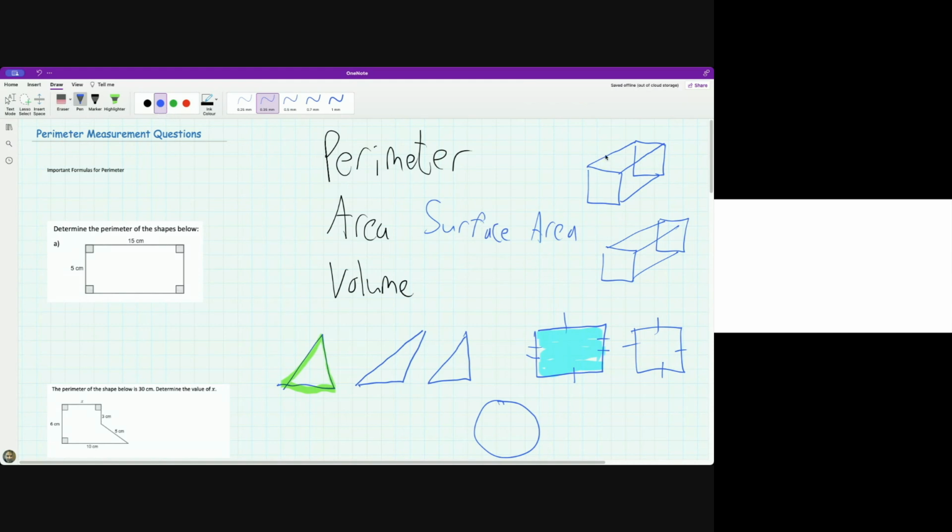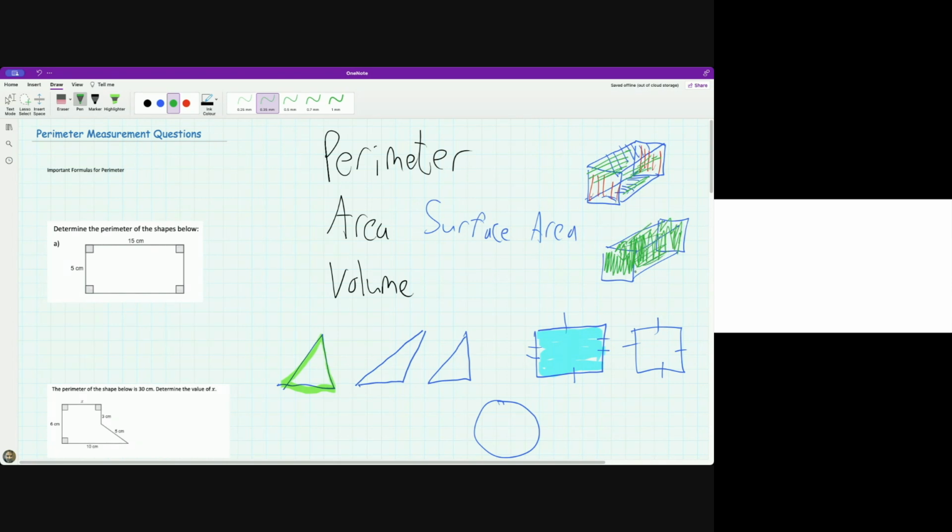So surface area is like taking that, adding up all the blue bits, adding up the red bits there, and then adding up, let's say, all the green bits there. That would be the surface area. It's like the wrapping paper on the outside, whereas volume is like how much stuff fits inside of this three-dimensional shape.